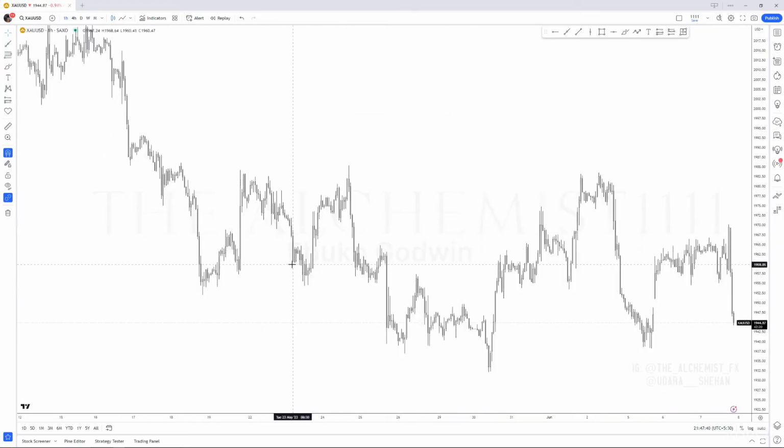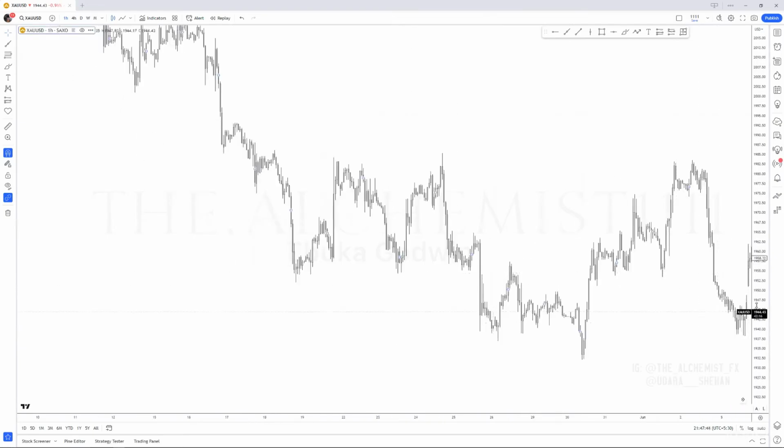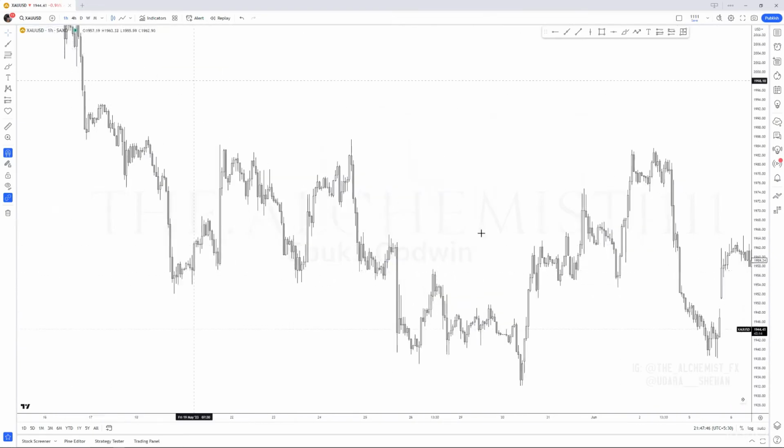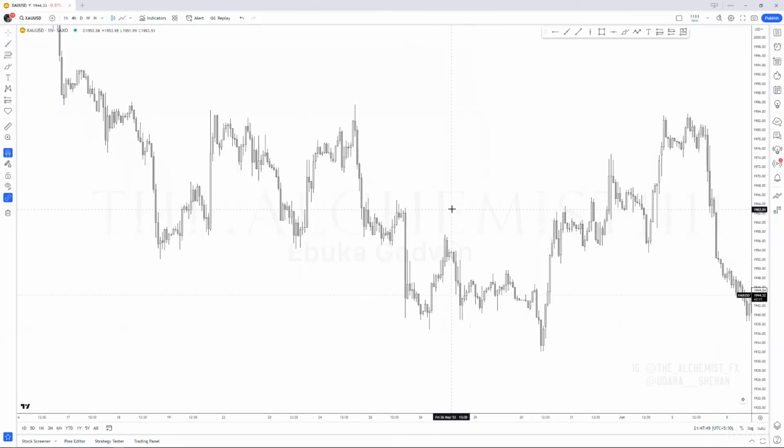Now, what was I telling you? Now what you should do is find an indicator or something that shows London kill zone and London times. Just draw this. This is how I practice.